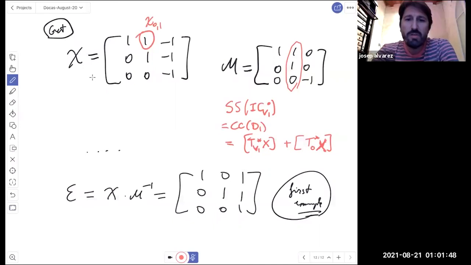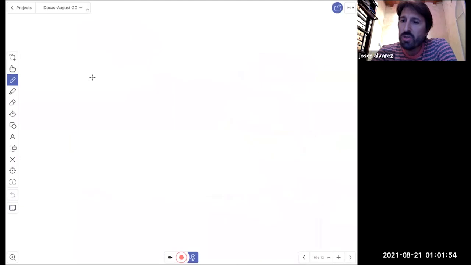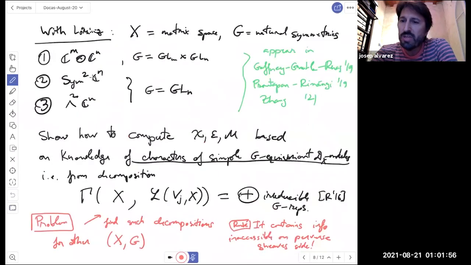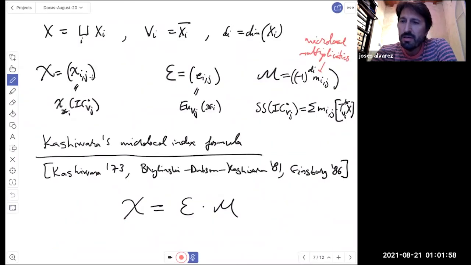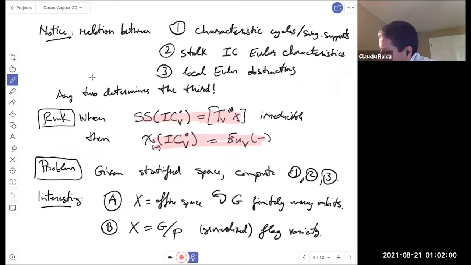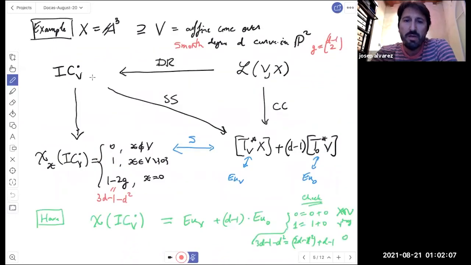Yeah, I have a question about the Kashiwara index theorem. You have this form for intersection homology modules, but it works in general, right? Yes, you could do any. I'm only computing it for the simples, but yes. But in general, do you have this interpretation in terms of these matrices as well, or is it more complicated?